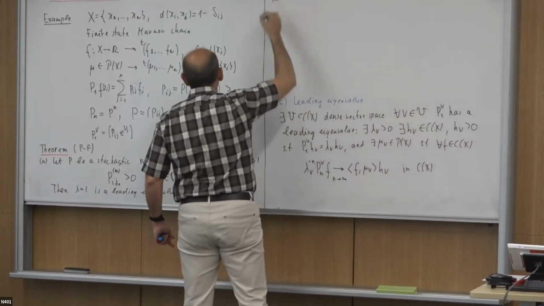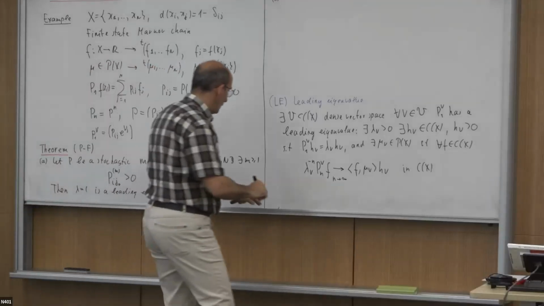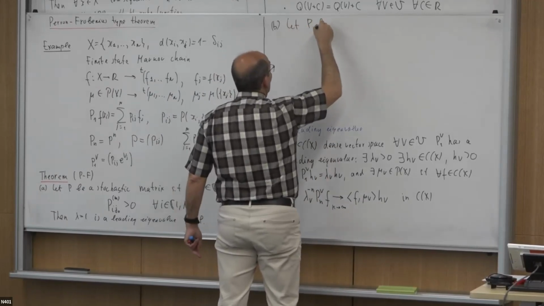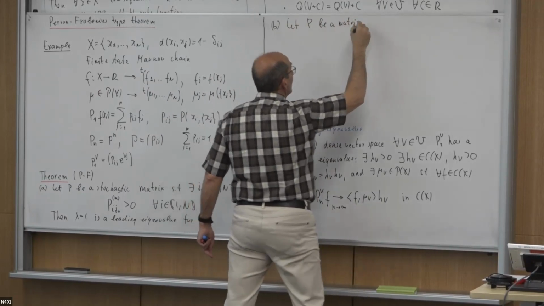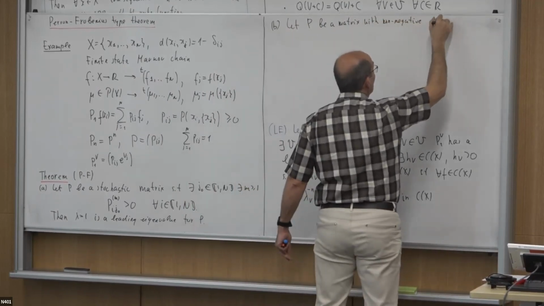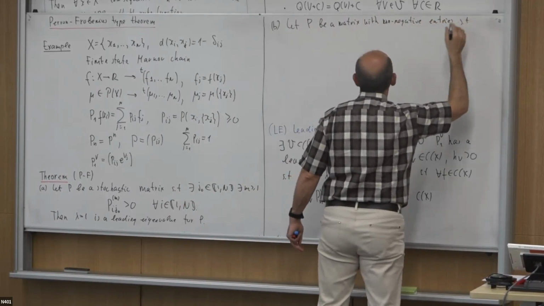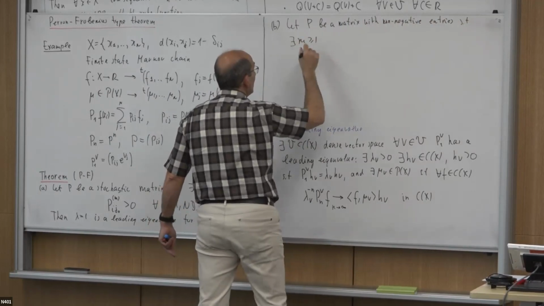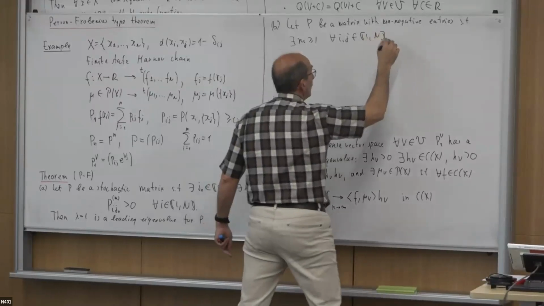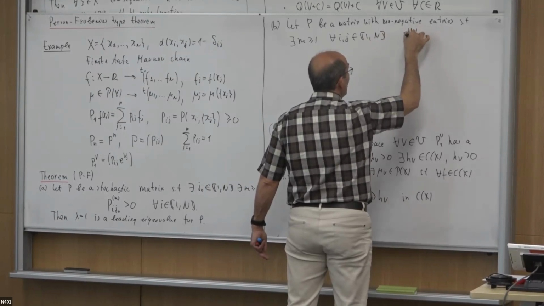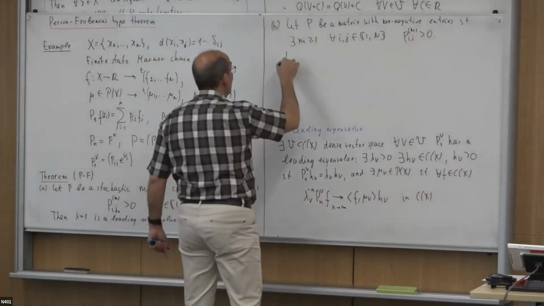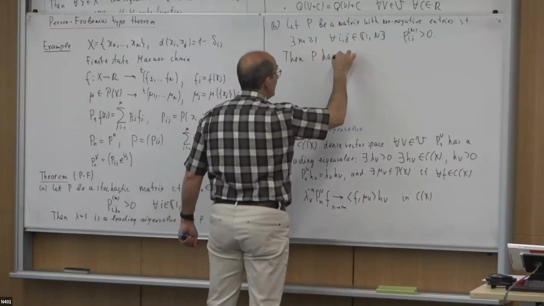Which says that, in the general case, let P be a matrix with non-negative entries such that there is an integer n for which, for any i, j in 1 to n, P_ij^n is strictly positive. Then P has a leading eigenvalue.